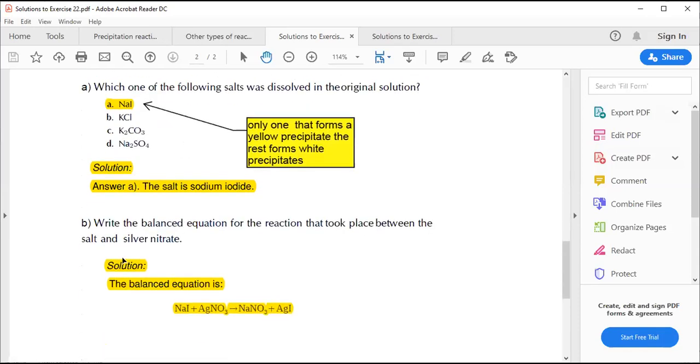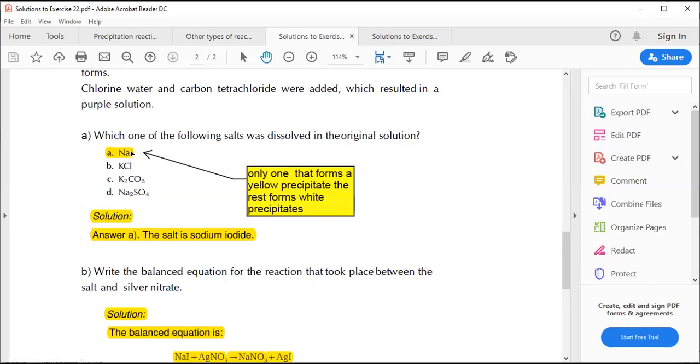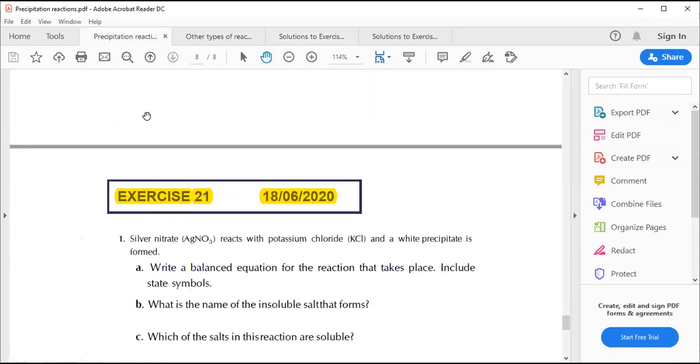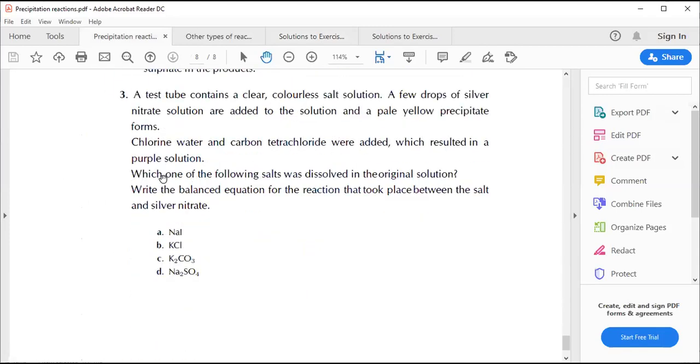Right, next question says, write a balanced equation for the reaction that took place between the salt and silver nitrate. Initially, these two questions just came with no A and B. To answer it nicely, I've put A and B. On your paper or on your activity, it was just written like this. I decided to put A and B to clarify that there are two questions that you need to answer here. The first one was just a multiple choice, so you choose A.